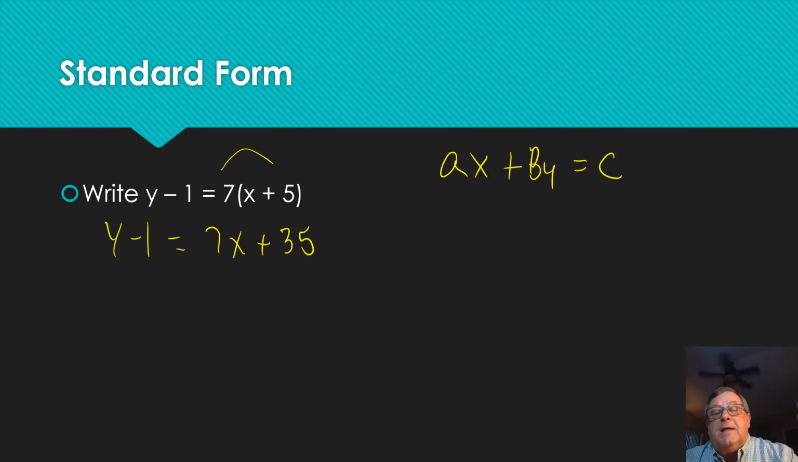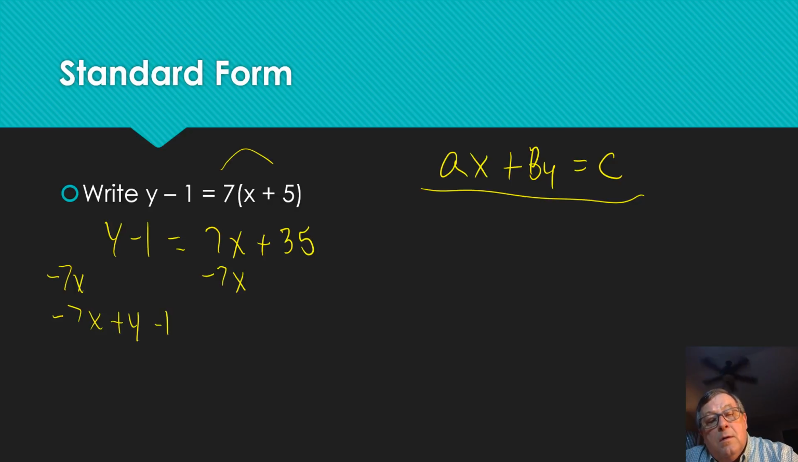Now, I'm seeking to get this in this form. So I'm going to subtract 7x from both sides to get the x variable over here on the left. And so now we're in the form of negative 7x plus y minus 1 equals 35. And I've got a constant of negative 1 over there, so I'm going to add 1 to both sides. And so now we're at negative 7x plus y equals 36.